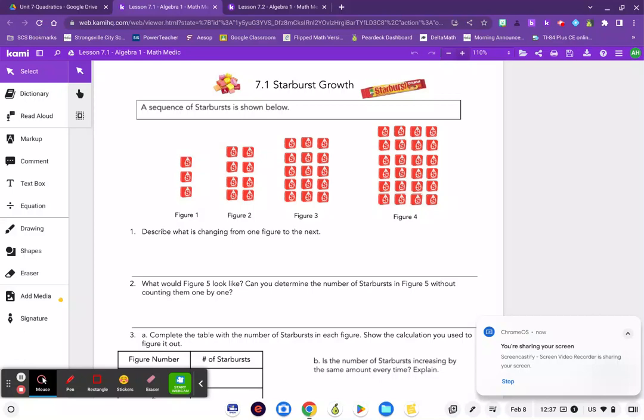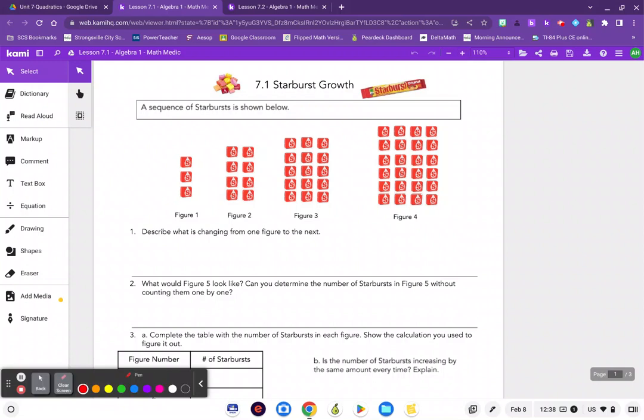Hassler here. I'm going to talk through the lesson in 7.1 as well as the notes. So it says a sequence of starbursts is shown, and I can see that I have 4 figures. The first question says, describe what is changing from one figure to the next.